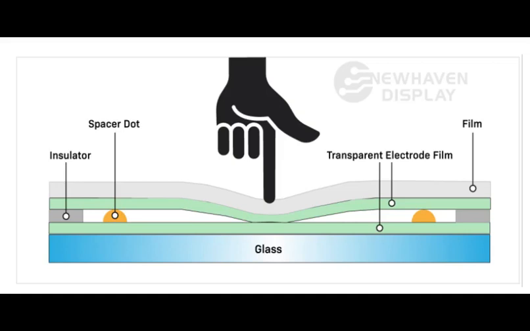SAW, surface acoustic wave, touch. SAW, surface acoustic wave, touch screen monitors utilize a series of piezoelectric transducers and receivers. These are positioned along the sides of the monitor's glass plate to create an invisible grid of ultrasonic waves on the surface. When the panel is touched, a portion of the wave is absorbed. This allows the receiving transducer to locate the touch point and send this data to the computer.